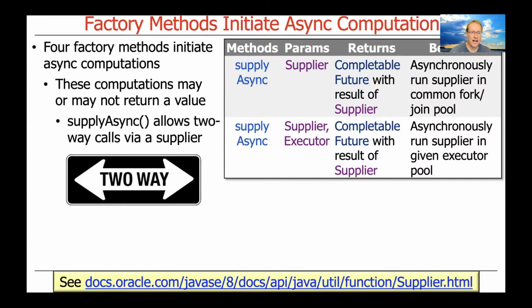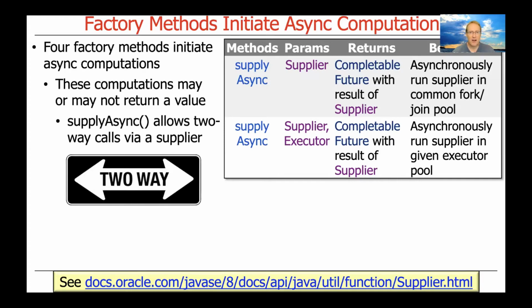And what this does is it allows two-way calls via a supplier. So if you take a look here, you can see the 2 variants in the supplyAsync family of factory methods. The first variant takes a supplier, so that's the thing that the framework will use to get the computation that you want to perform when it needs to run it in a background thread in the worker pool. It returns a completable future that will have the result of the supplier when the computation is done, and it will go ahead and execute asynchronously in the common fork join pool.